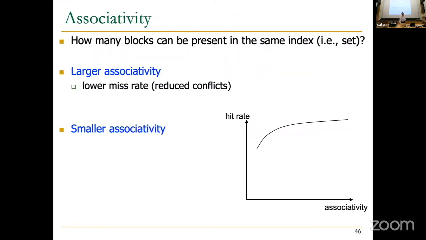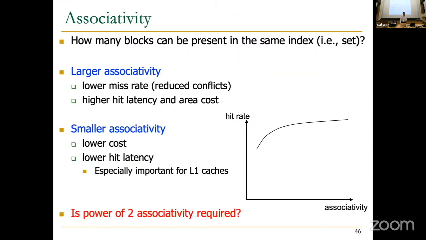Okay, associativity, we've already seen this graph, so I'm going to skip it, but I will handle this question. We know that larger associativity has benefits and diminishing returns. Smaller associativity is not good for hit rate, but hit latency is important, so it enables lower latency. But a fun question to answer is, do you need a power of 2 associativity? Anyone? Can we have, let's say, a 5-way associative cache, or a 3-way associative cache? Who says yes to a 3-way associative cache? Okay, good. Who says no, we cannot have a 3-way associative cache?